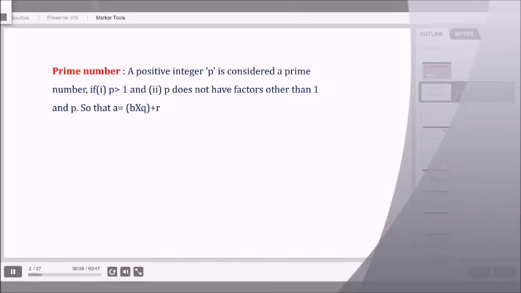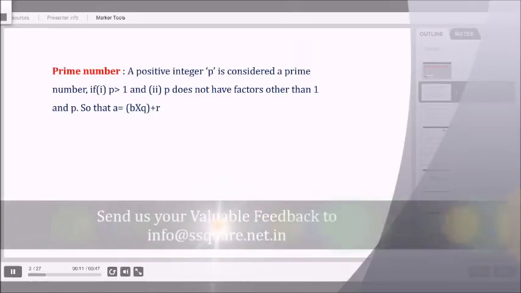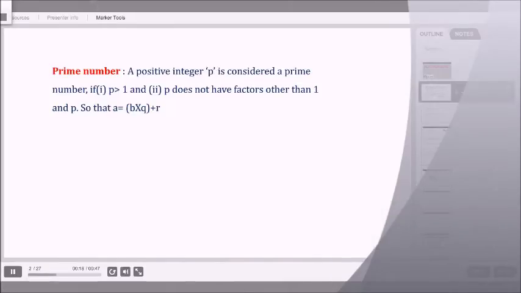What is a prime number? A positive integer p is considered a prime number if p is greater than or equal to 1 and p does not have any factors other than 1 and p, so that a is equal to b into q plus r.